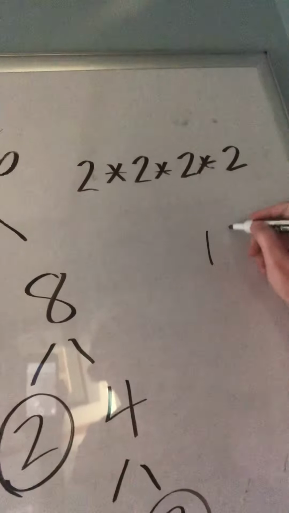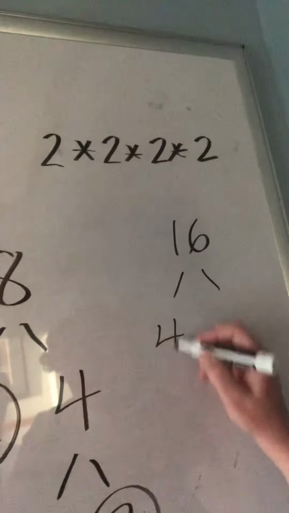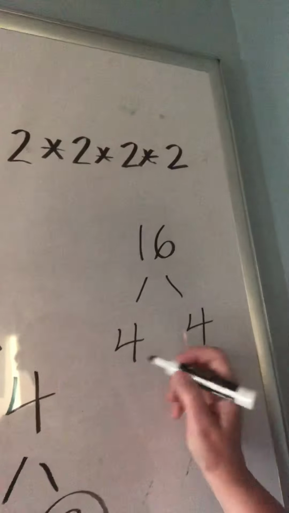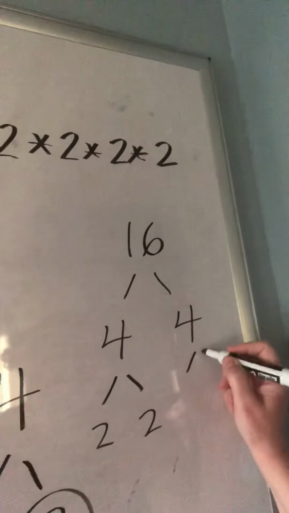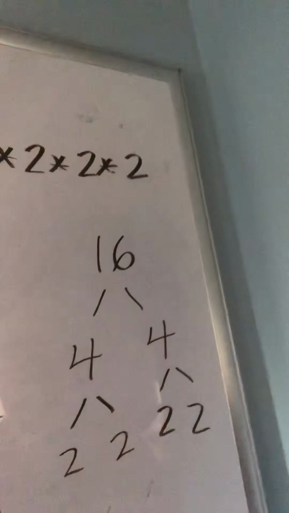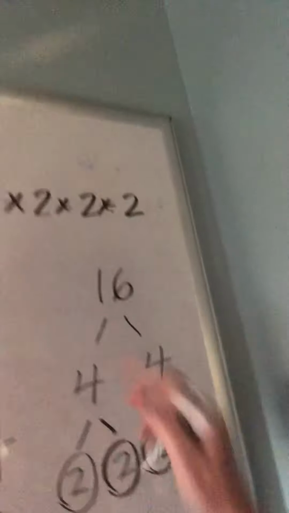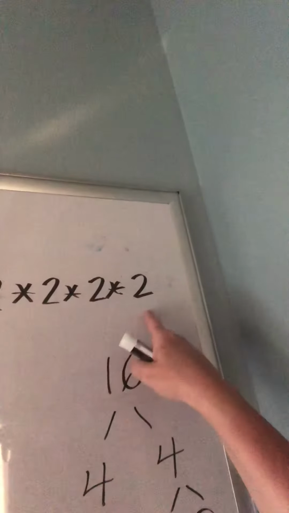Another way that we could break this down is if we had 16 and we took it 4 times 4. That does equal 16, but both of these numbers are still composite. So I'm going to put 2 times 2 and another 2 branches coming off the other 4, 2 times 2. And I know that these are all prime numbers. And again, that would give me the factor string 2 times 2 times 2 times 2. So that's a review of prime factorization.